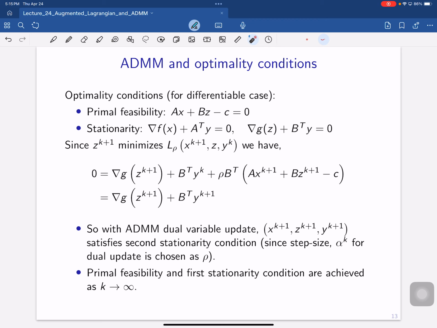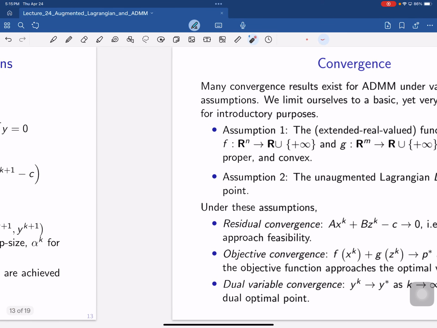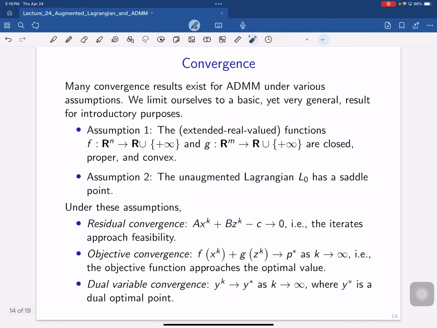That is because of the optimality condition we discussed before. You want to satisfy the stationarity conditions, right? That's why alpha has to be set equal to rho. I won't talk about that again. So this is a quick summary of the convergence results for ADMM, right? Again, I don't know how to prove that. If you are interested, you can read some of the references we gave you.